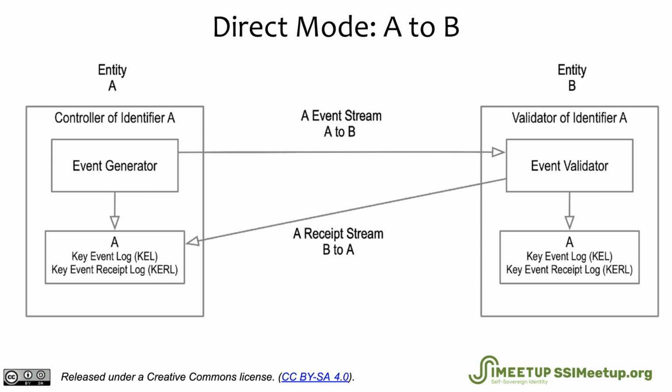So there we go. Direct mode, A to B. So what does entity A have? They have an event generator. They have their own copy of their key event log. They have identifier A. They send key events to B. B is validating those events to know whether they can trust A. So they have an event validation. They respond to events by acknowledging them and signing them.